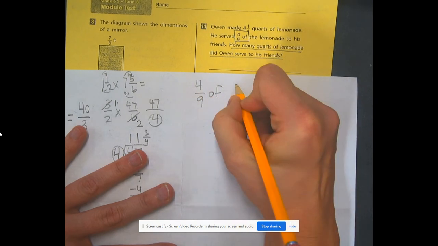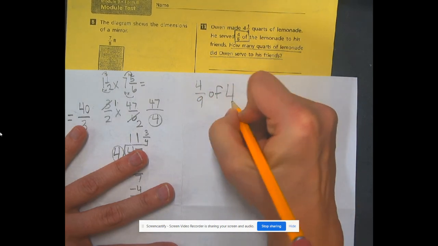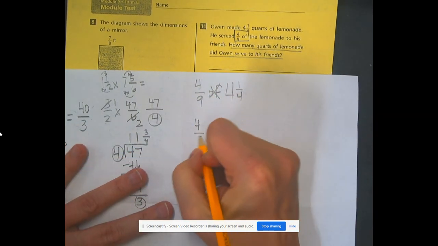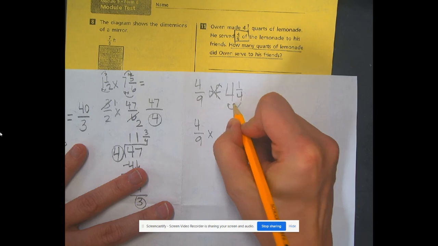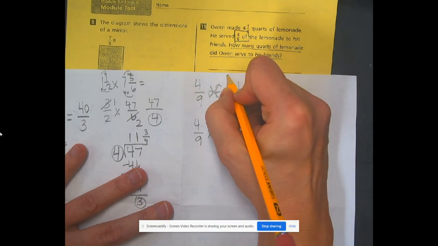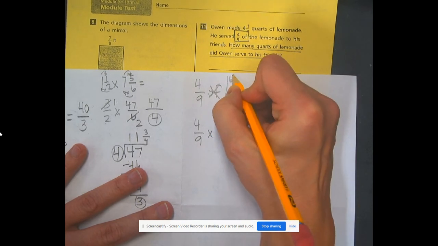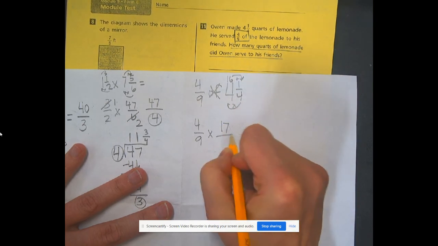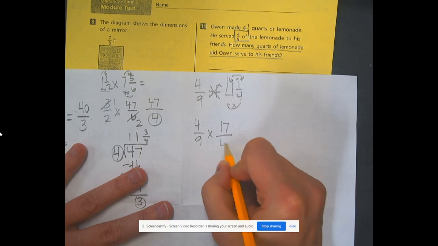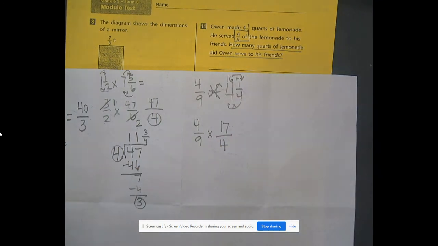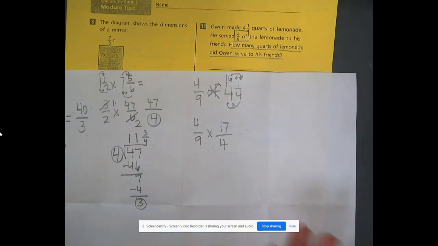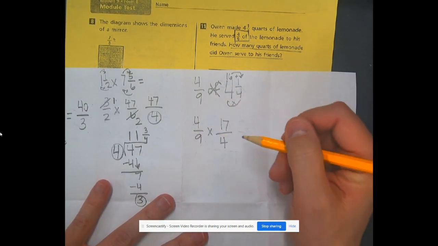Yes, because we're finding out what 4/9 of 4 and 1/4 is. Okay, so 4/9 times 4 times 4 is 16 plus 1 is, what's the denominator? Oh, look how nice that's going to cross cancel. Okay, can 9 and 17 be divided by anything? Can 4 and 4 be divided by anything?